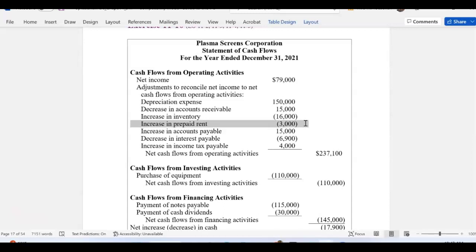Step 4, any change in current liability, you do the same. Increase in accounts payable, you do the same, plus 15,000. Decrease in interest payable, you do the same, minus 6,900. Increase in accounts payable, you do the same, plus 4,000. Then you add them up and you have net cash flow from operating activities.